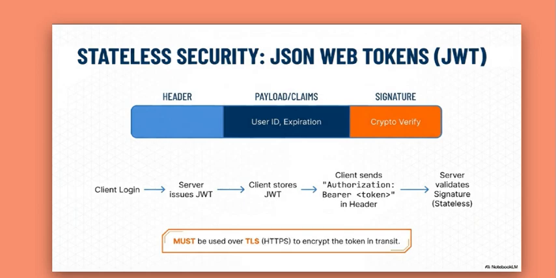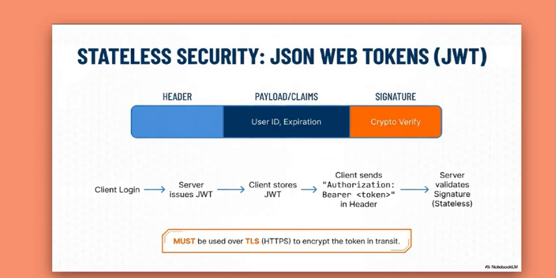But wait, if I can decode it, can't I just change the user ID from 100 to 1 and become an admin? You can try. But that's where the signature comes in. It's like a wax seal stamped by the server. If you tamper with the payload, the seal breaks. The server checks the math, sees the seal as broken, and rejects the token. Got it. Math saves the day.